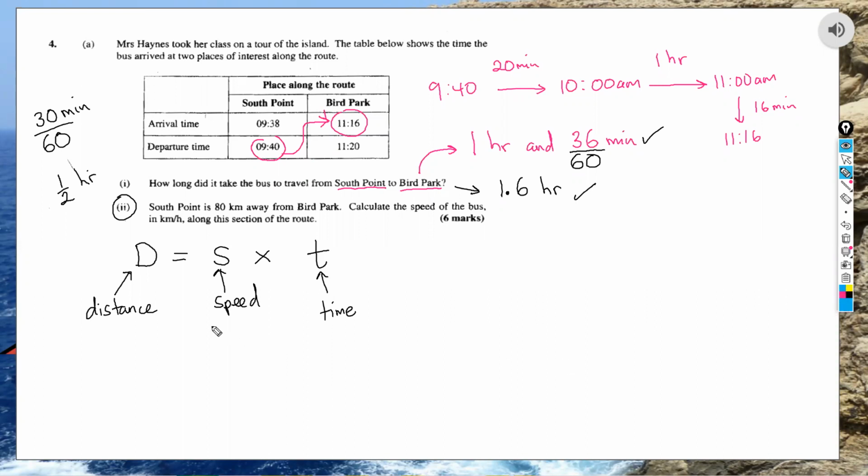All right. So usually when you're using this formula, you have two popular options. The distance can be measured in meters, but if the distance is being measured in meters, you want your time to be in seconds, right? And the speed will come out in meters per second, right?